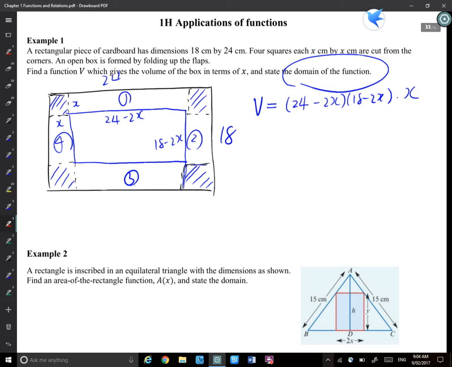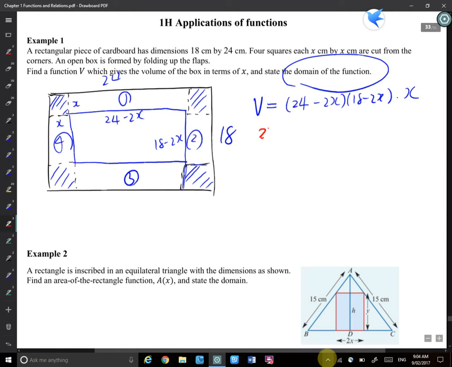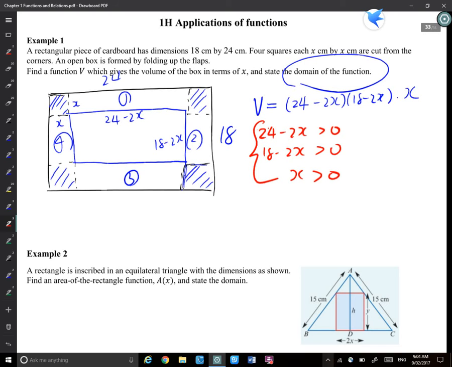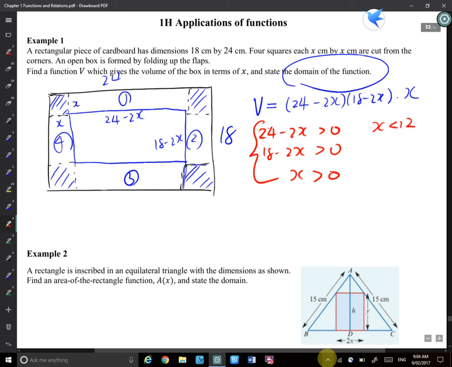We cannot think about the volume. We need to think about the 3 components separately. Length, width, and height, all measurements, they all need to be greater than 0. So we need 24 minus 2x greater than 0, 18 minus 2x greater than 0, and x greater than 0. And I want to solve them simultaneously. After you solve them, x is smaller than 12, x is smaller than 9, and x is greater than 0.